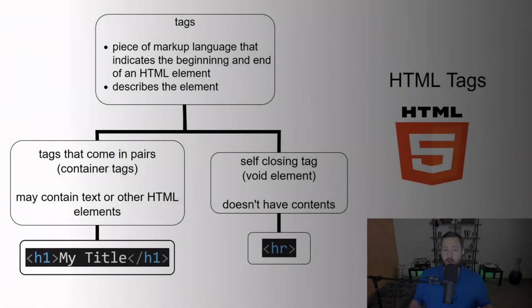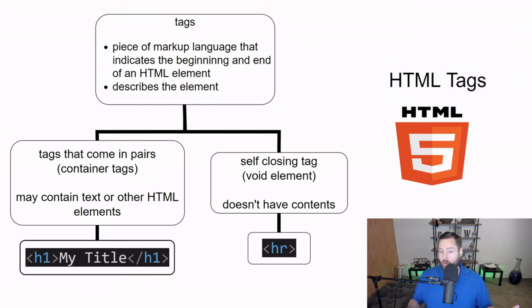To determine where an element begins and where it ends, we're going to use tags. Now, we have two different types of tags. We have our container tags, which are going to have a tag at the beginning and at the end, and they're going to contain either some text or possibly some other HTML elements. The other type of tag is our self-closing tag or our void element, which doesn't have any contents inside it.